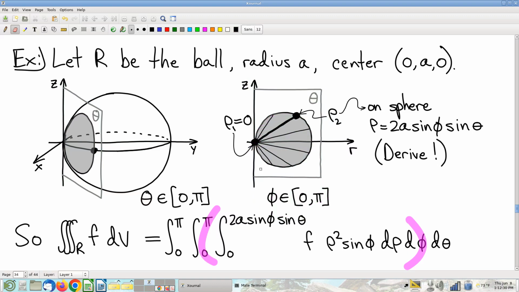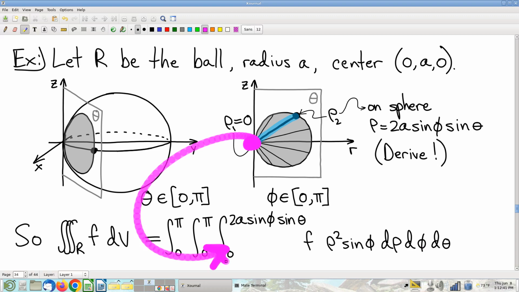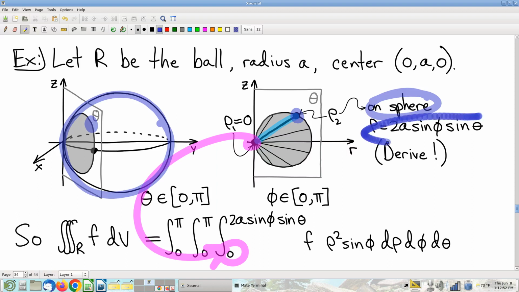And then as before, let's see here. Here's our phi slice of our theta slice. Rho starts at 0. Rho ends at this point, aka that point, aka on the sphere. And on the sphere we have that equation.